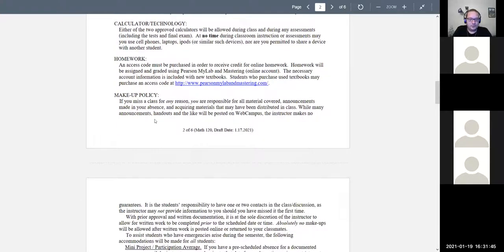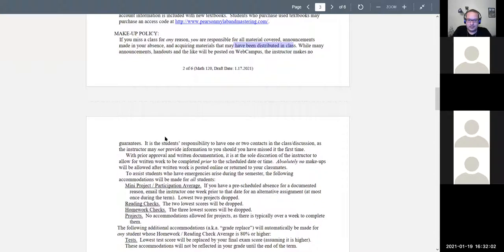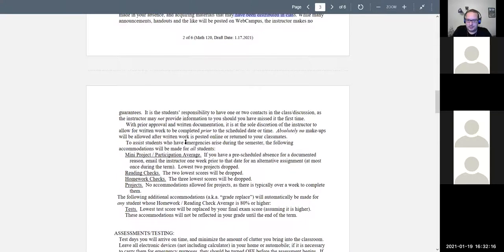Makeup policy. So if you miss a class for any reason, you are responsible for all materials covered, announcements, and acquiring materials that may have been distributed. Well, since it's remote, that will be on Web Campus. Anything that's distributed will be through Web Campus. And again, I'm going to be recording these lectures just in case there are any internet connectivity issues, either on my end or your end. That way you can go back and see the lecture if you missed it.